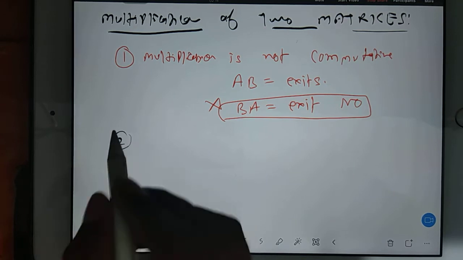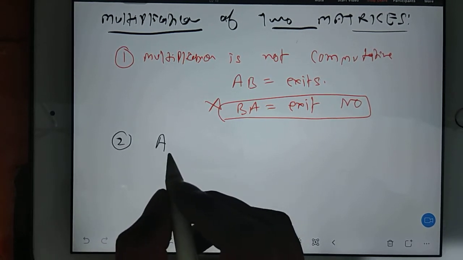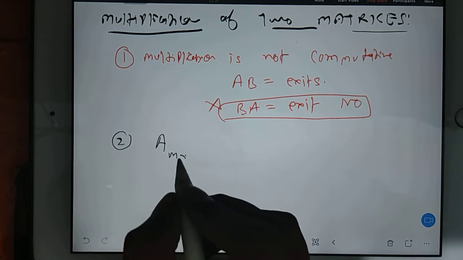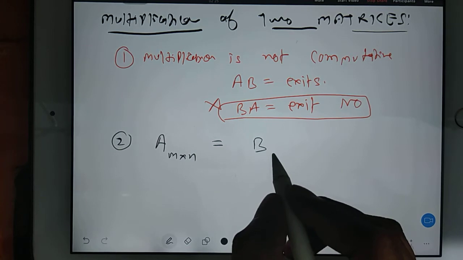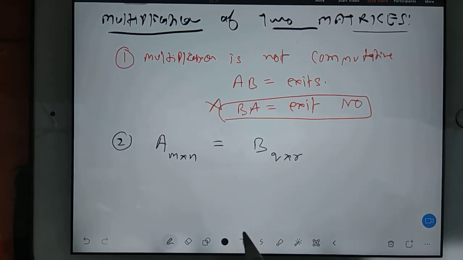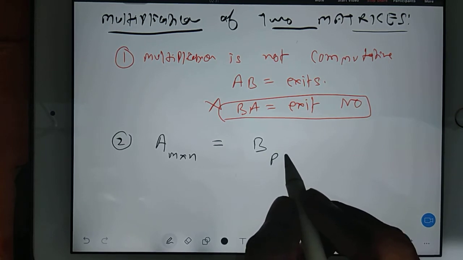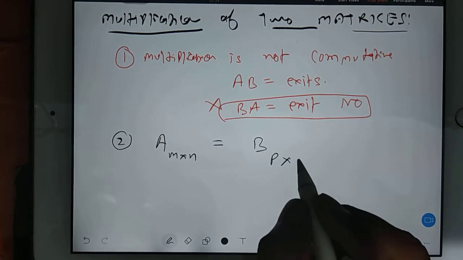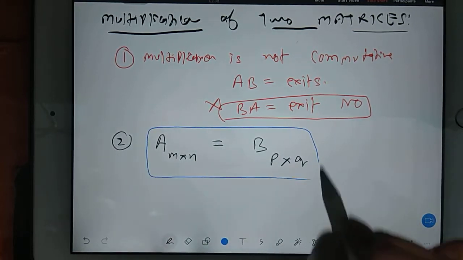Now, what is the condition we have? Suppose I have to multiply matrix A. So I should know the order of matrix A. Suppose my order is M cross N. And now I have another matrix B, which has order, suppose, P into Q.